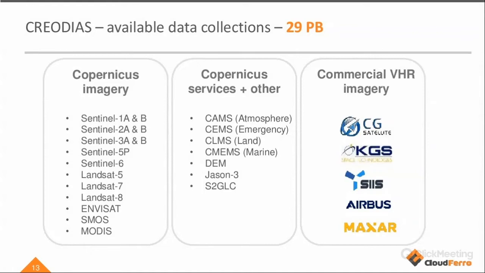We also cooperate with many different satellite data providers of very high resolution imagery. Through our CREODIAS platform, you can order datasets coming from distributors such as Airbus, Maxar, SIS, KGS, so Kazakhstan, and the Chinese CG satellite. And also, in the near future, Planet, and probably others.